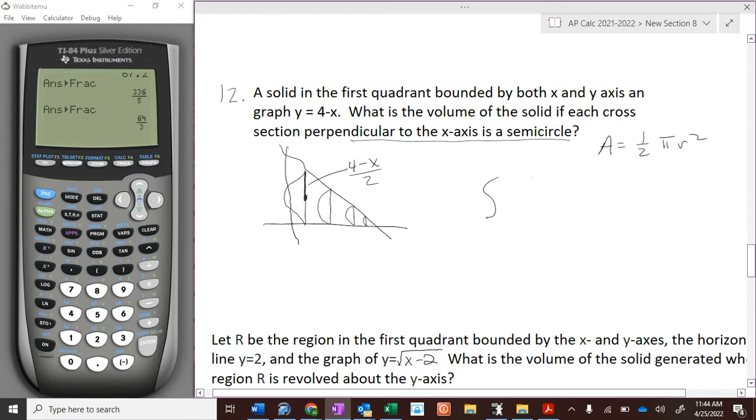So we're going to integrate from where to where? From 0 to 4, because that's where our intersection point is here. And then we're going to go 1/2 pi, so I'll go out front 1/2 pi, and then the radius squared, 4 minus x over 2 squared. Okay? See where we get all those numbers from.